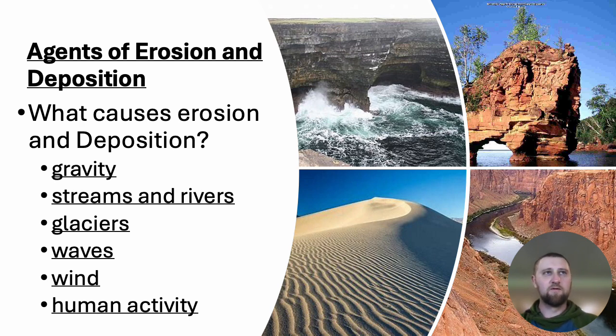What causes erosion and deposition? There are 6 main processes at play: gravity, streams and rivers, glaciers, waves, wind, and human activity. Now these all look different. They all have some differences. They all have a few similarities as well. Our goal here is to help you understand what each one of these agents, if we'll call them that, does to sediment regularly over short-term and long-term timescales.